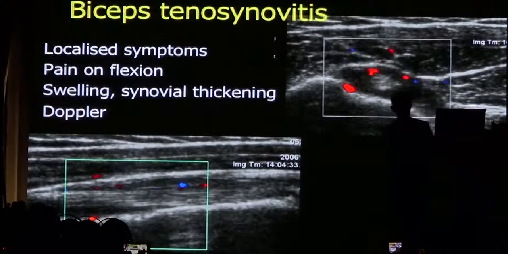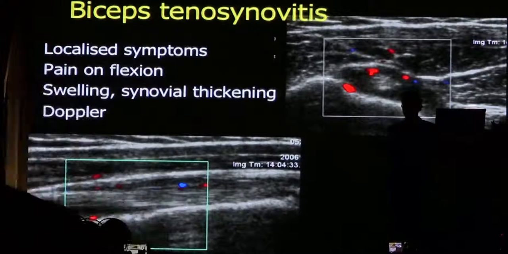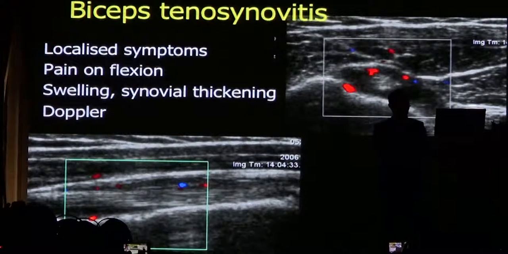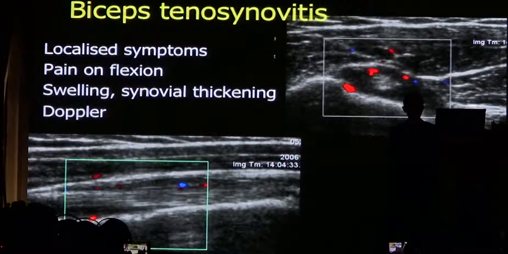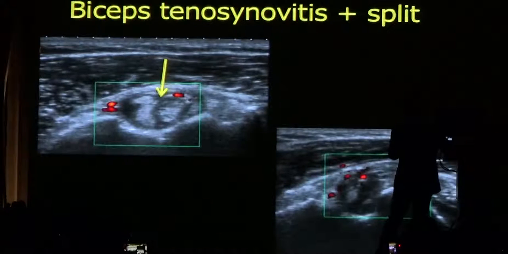Biceps tenosynovitis is an inflammation around the long-head biceps sheath, and these patients can have symptoms of pain or infection of their arm. And when you look on ultrasound, there is swelling, fluid in the sheath, and also increased vascularity, indicating synovial hypertrophy. This is an example of biceps tenosynovitis with tendinosis and longitudinal splits within the tendon. And you can see that there's increased vascularity indicating a repair process.